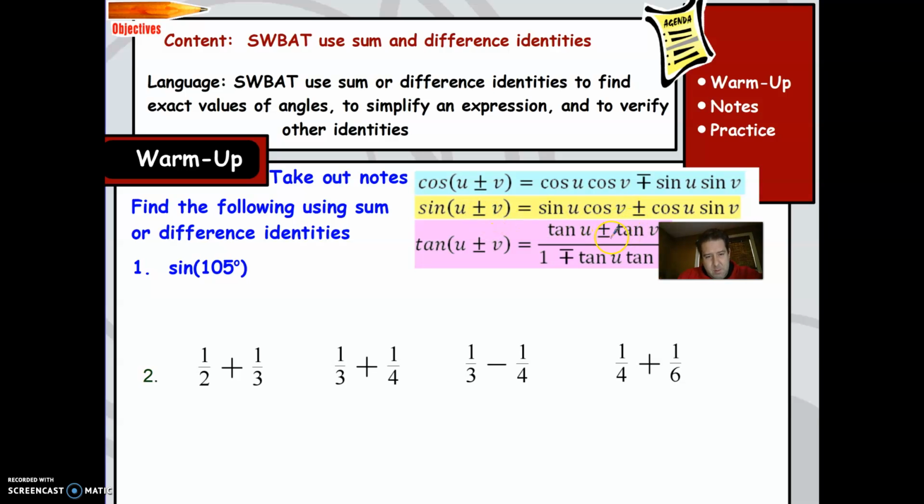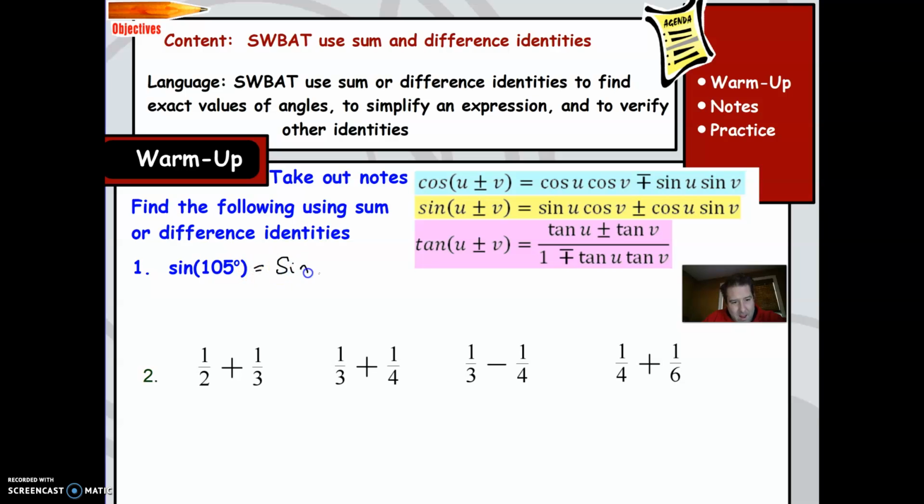All right, Mr. P helps with Precal, Unit 3, Topic 3, Lesson number 5, Sums and Differences. Today we're going to be proving the sums and double and half angle theorems. So sine of 105 is the same thing as sine of 60 plus 45.